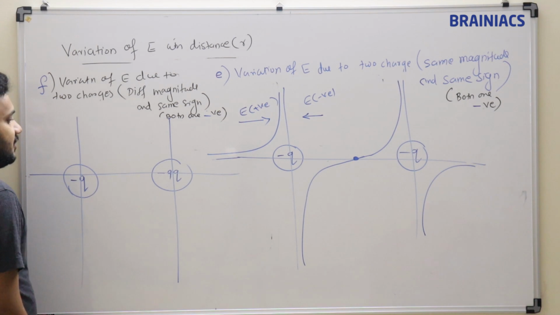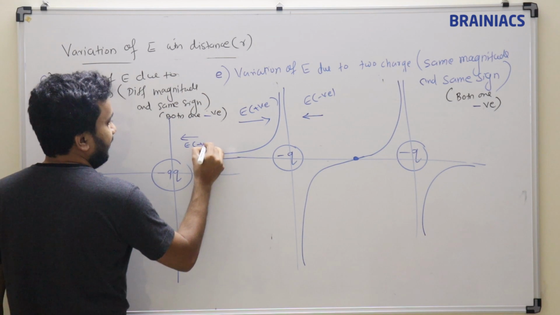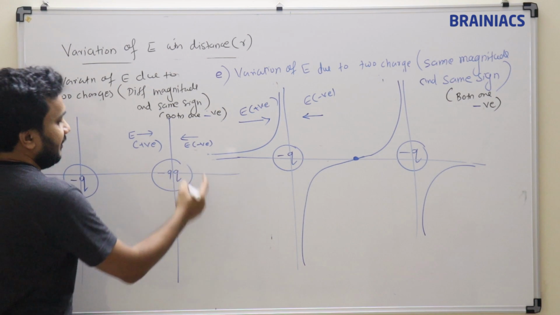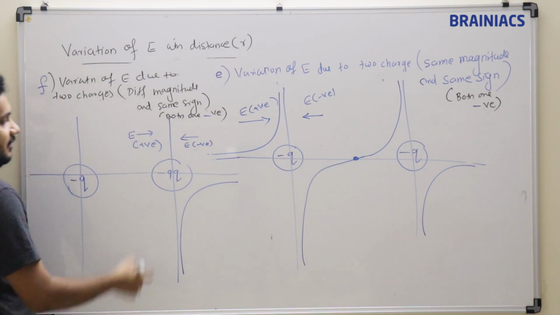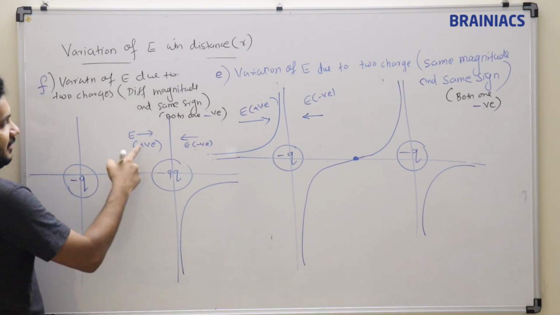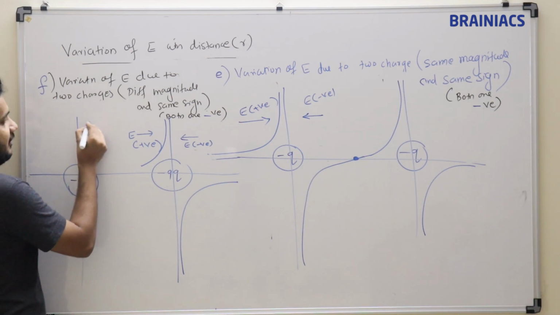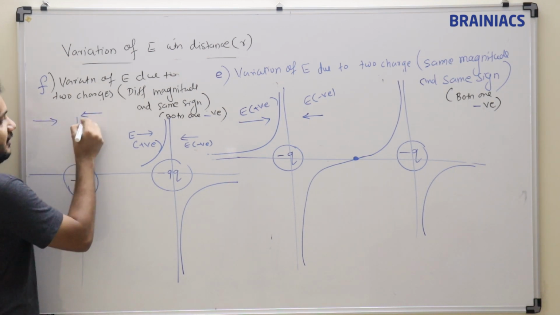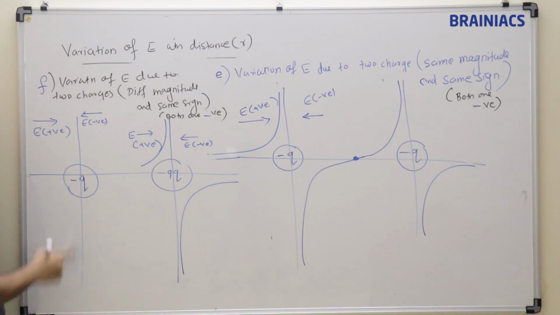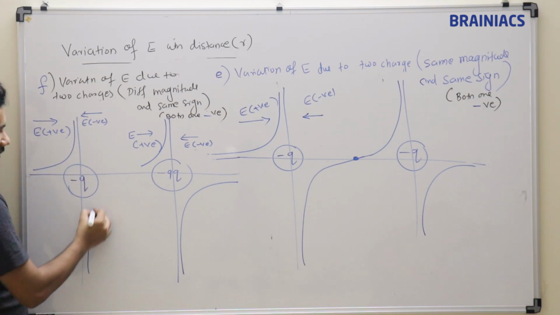Both are negative charges, so to the left of minus 9q the electric field is negative, and towards the right the electric field is positive. Electric fields are always towards the charge, so this is E negative and this is E positive because it is towards the right. E positive means electric fields are like this, E negative means electric fields are like this.